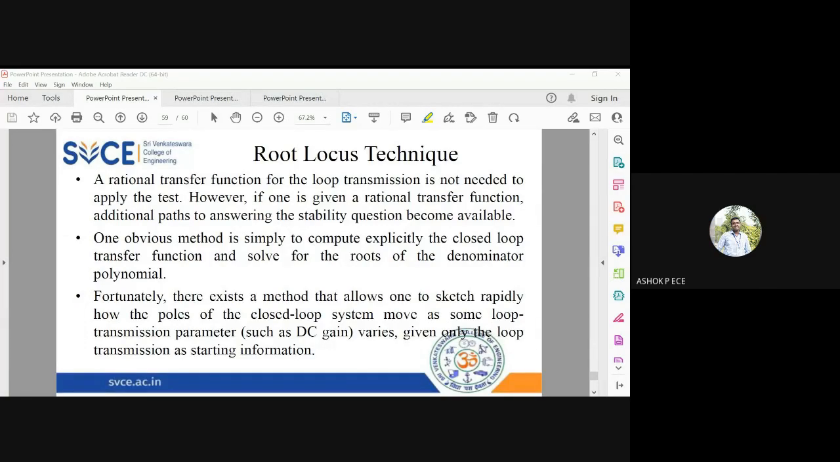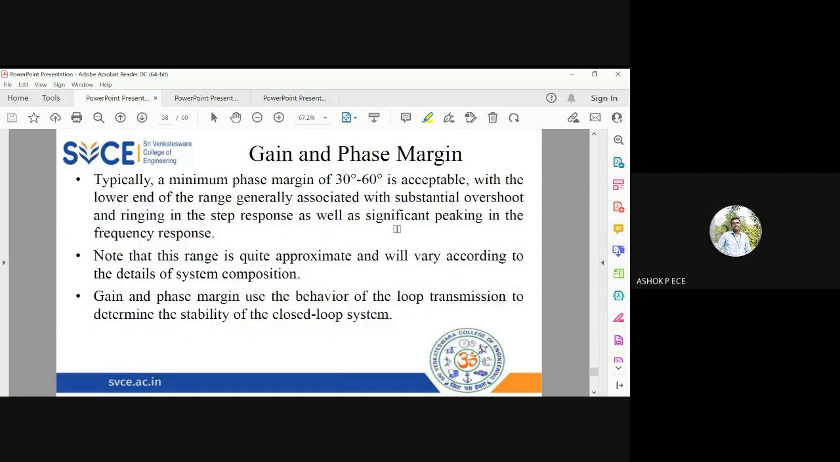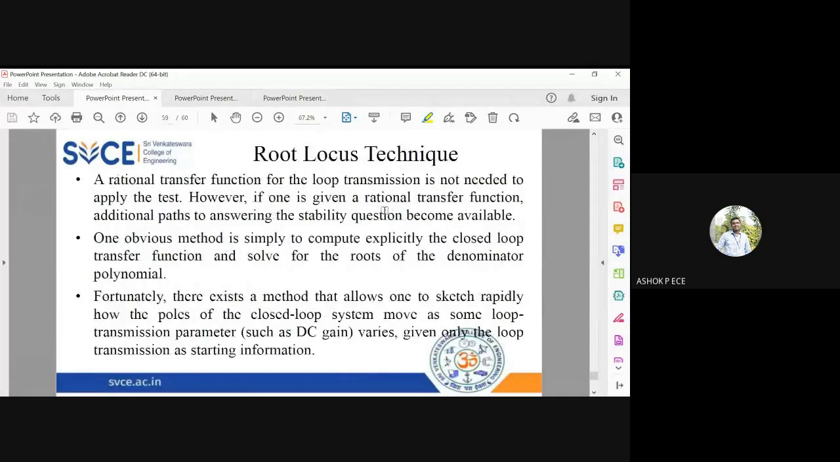So we were seeing about the different stability analysis techniques for feedback networks. We have stopped with gain margin and phase margin. Today we'll start with the root locus technique. We just need to understand the logic about how to draw root locus. We will not get problems in the exam for root locus.